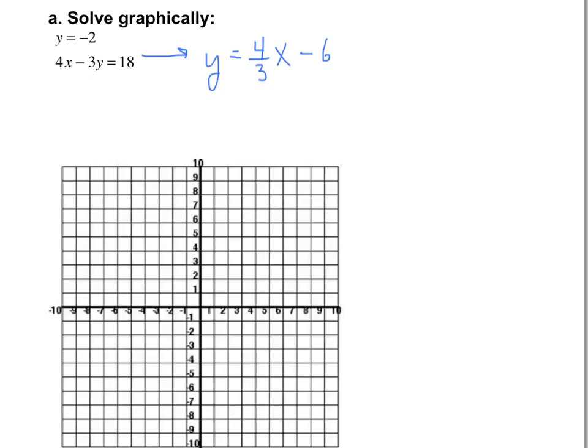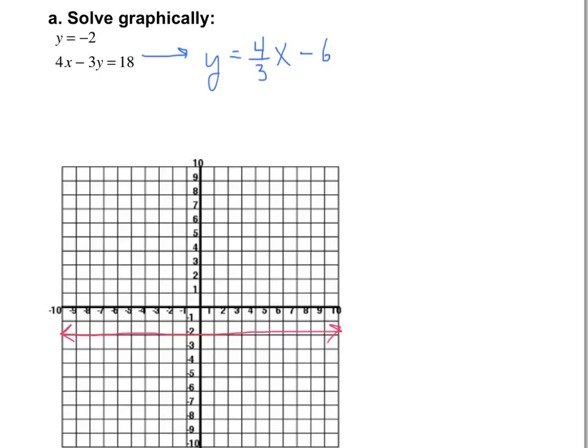So graphing y = -2 means we're finding negative 2 on the y-axis and then keeping in mind that that will be a horizontal line for y = -2. And a ruler always works nicely with graphing these, but I don't have a ruler at the moment.